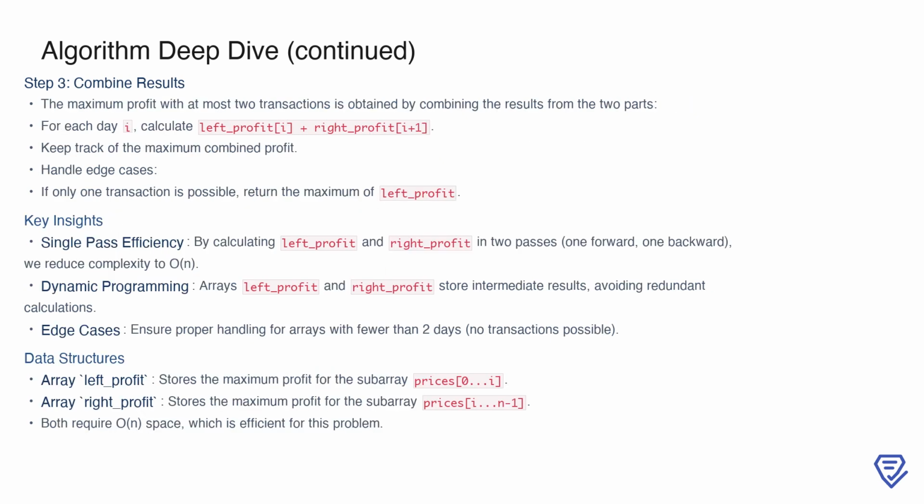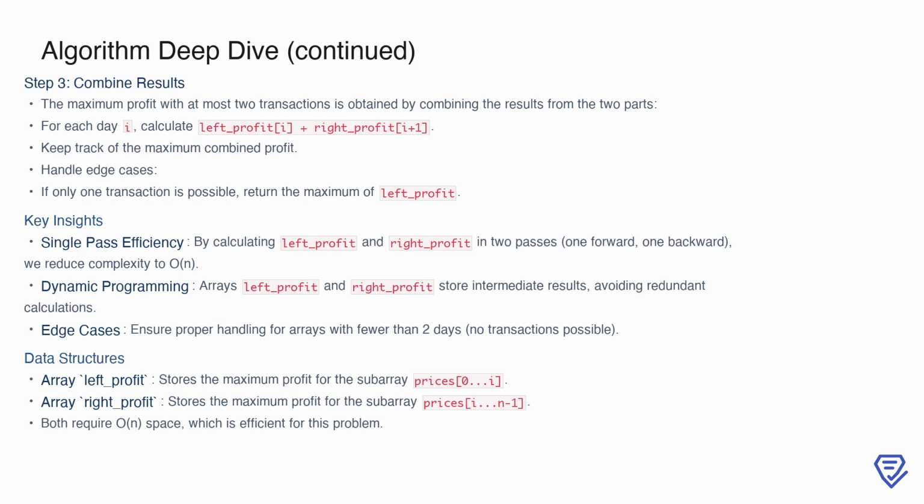Once we have both left_profit and right_profit, we can combine the results to determine the maximum profit achievable from at most 2 transactions. For every day i, we calculate the sum of left_profit[i] and right_profit[i+1], which represents the combined profit of the first transaction ending on or before day i and the second transaction starting after day i. We keep track of the maximum combined profit across all valid days to arrive at the final result. Additionally, we handle edge cases. For example, if only 1 transaction is possible, the result will simply be the maximum value in left_profit.